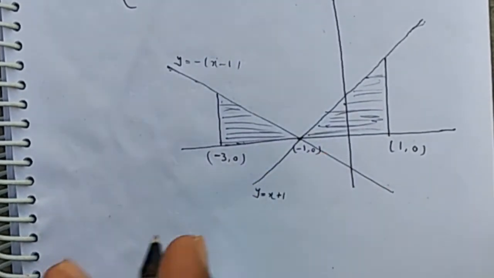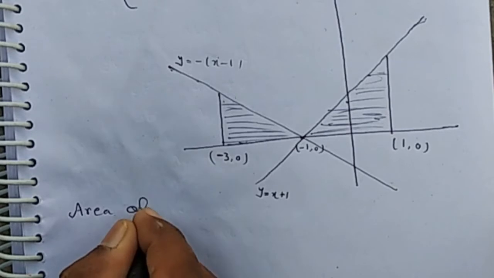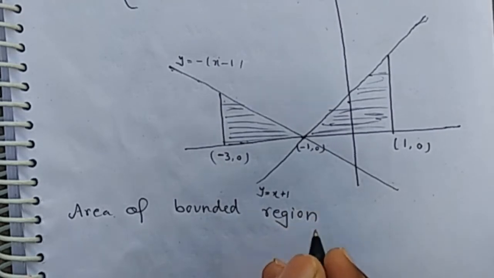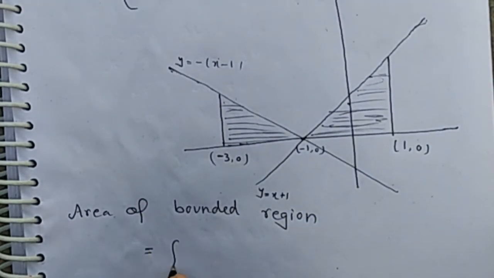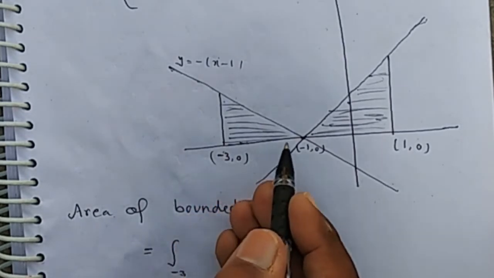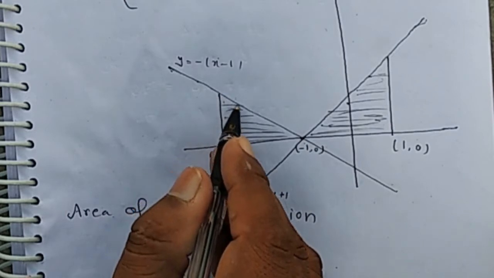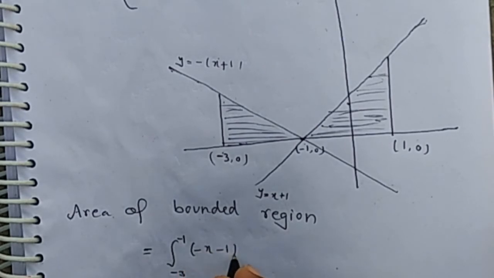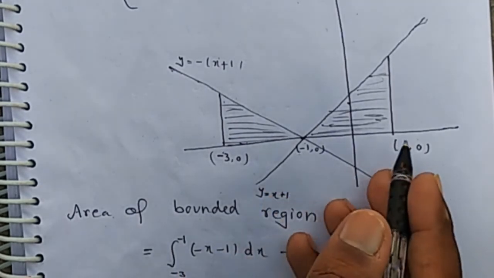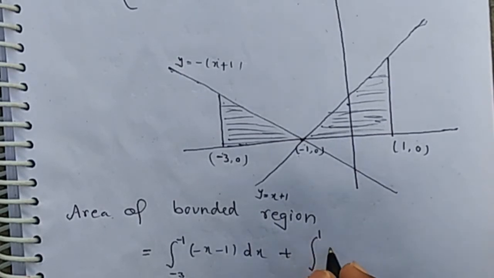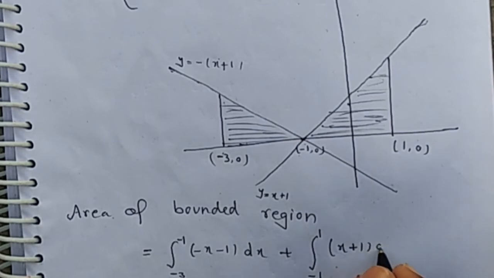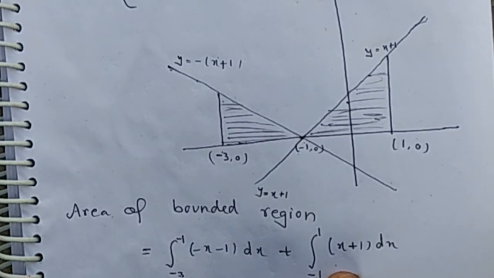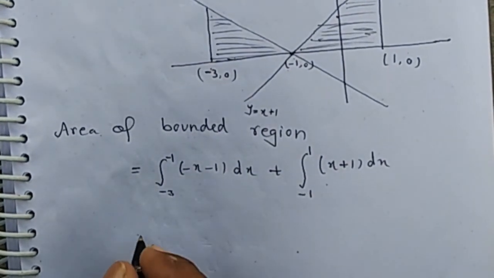Then the area of the bounded region is: from -3 to -1 we have the curve y equal -x plus 1, and from -1 to 1 we have the curve y equal x plus 1. Now integrate this term.